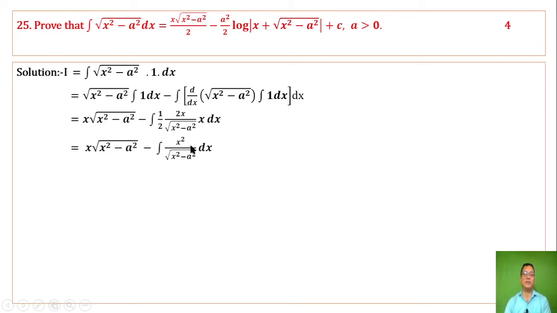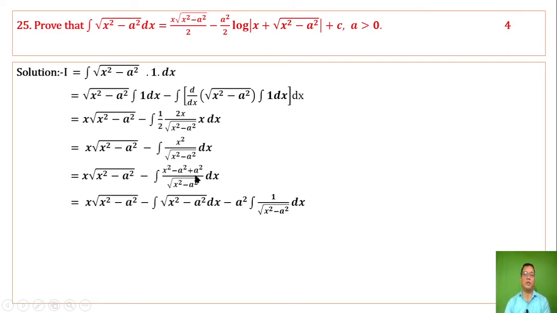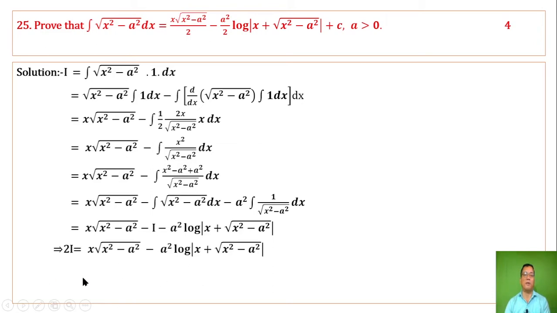Rearranging, x square is written as x square minus a square plus a square. Rearranging the root over x square minus a square, we get this. A square times 1 by root over x square minus a square there. The integral of this is the standard formula, log of modulus of x plus root over x square minus a square. Twice I equals this. I implies I equals this divided by 2. Hence proof.